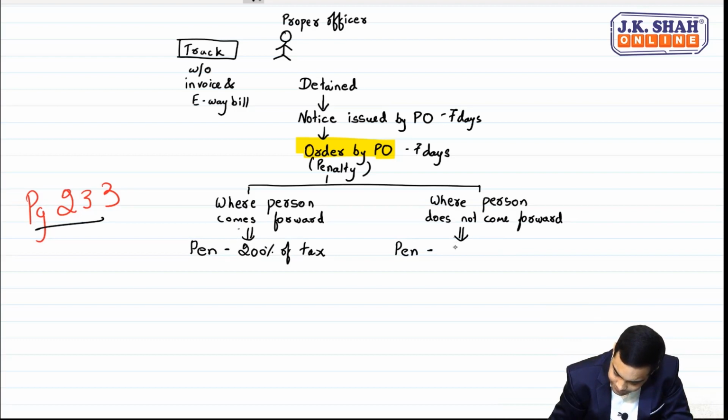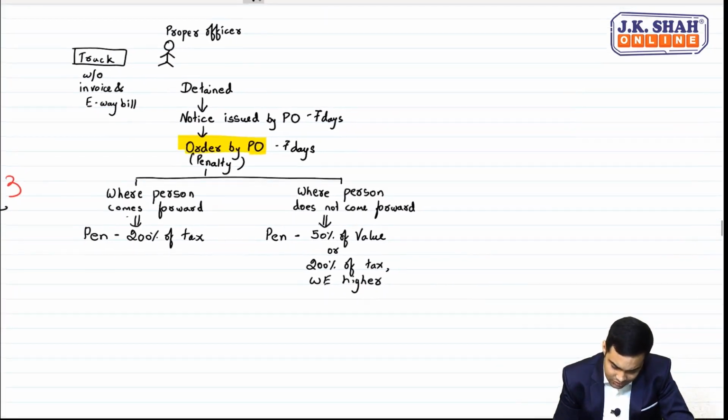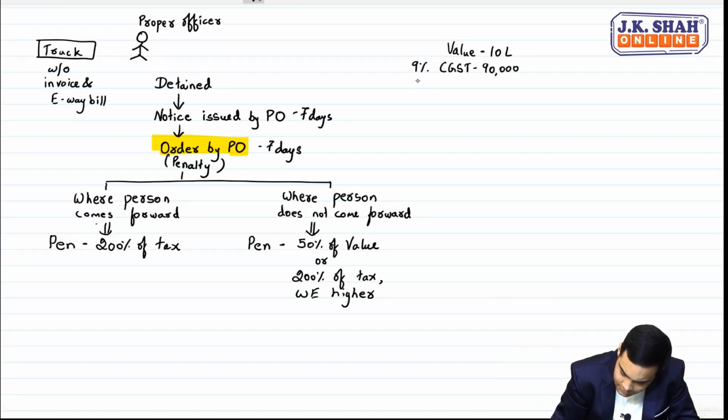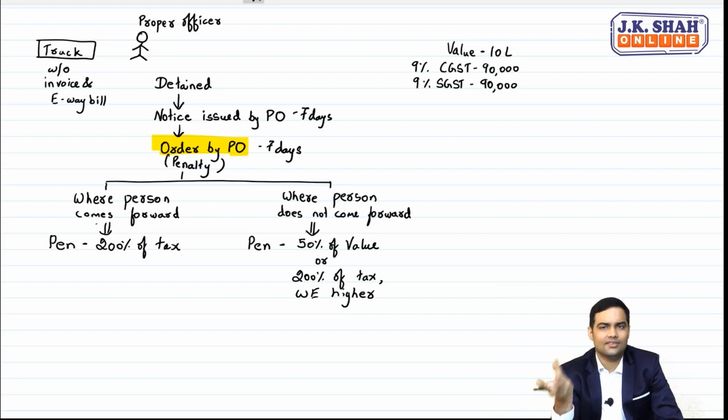Penalty will be 50% of value or 200% of tax, whichever is higher. 50% of value or 200% of tax, whichever is higher. Now, let me show you this with a small example. Say suppose value of the goods is 10 lakh. CGST 90,000, that is 9%, and SGST 90,000. Any problem? No, sir. IGST 18%, 1,80,000. Fine, sir.